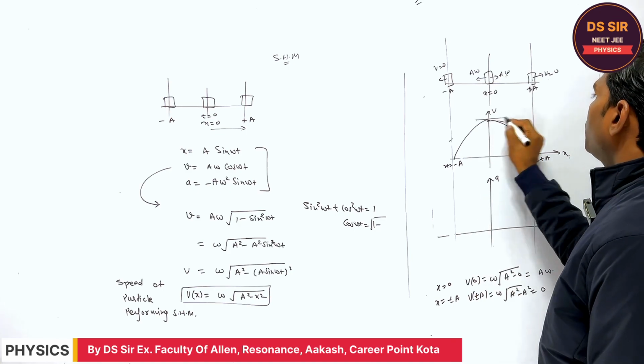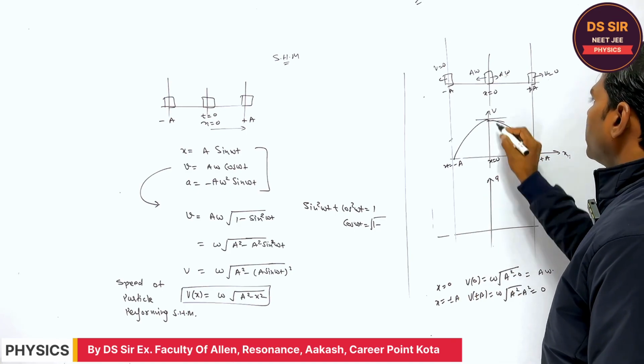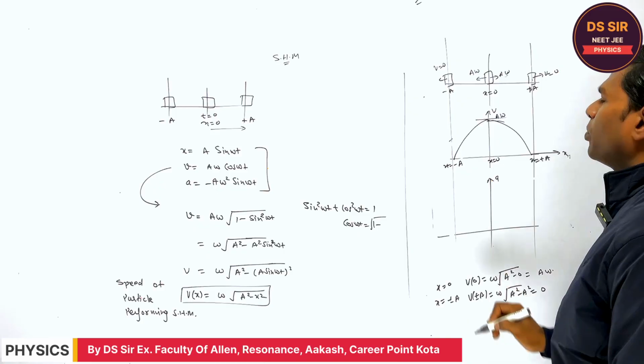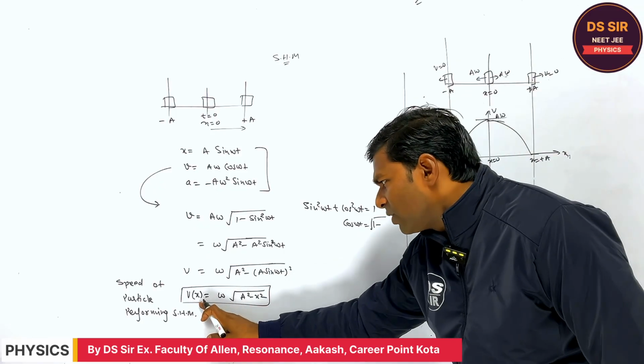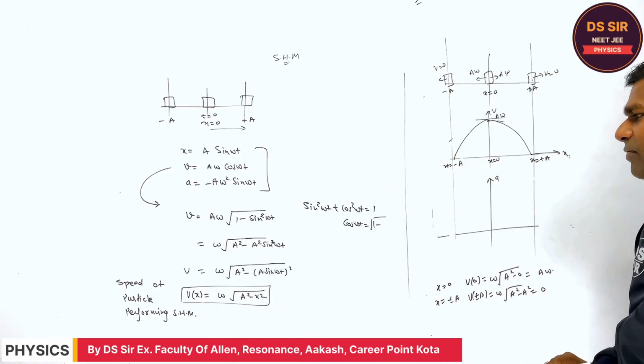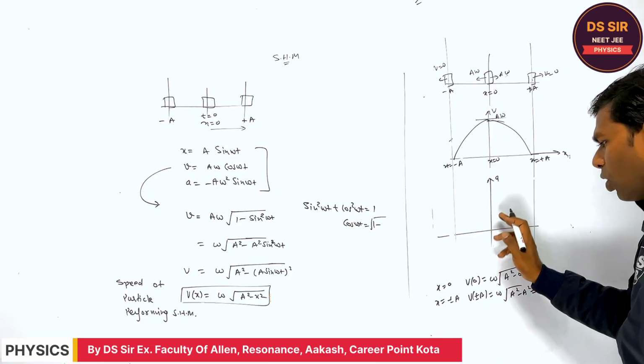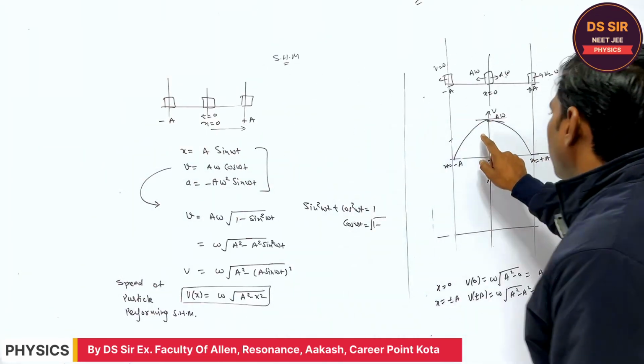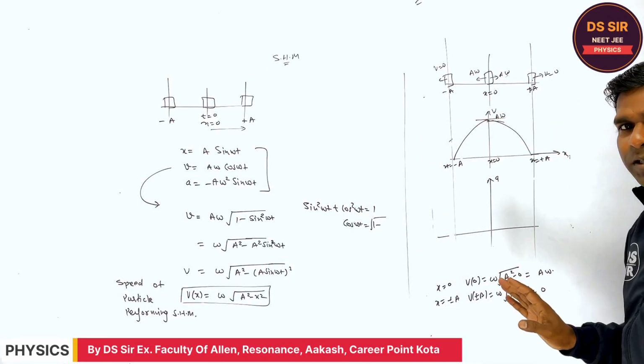And at x equal to 0, at the mean position, the speed is a omega. This is the velocity versus x graph. Is it clear? Copy this first. So this is the variation of the velocity versus displacement graph.